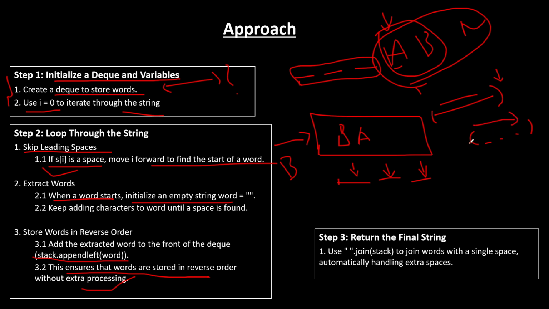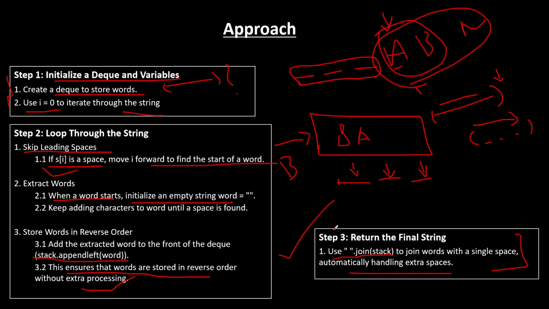And this way, we're gonna ignore all the unwanted spaces from between, front, and at the end. And we will keep on storing the words from the beginning into the DQ so that we get directly a reverse order of the sentence. We will just join the stack or the DQ to join our words with a single space and automatically handle extra spaces, and it will return it. So yeah, this was our answer, or we could say approach to the problem.